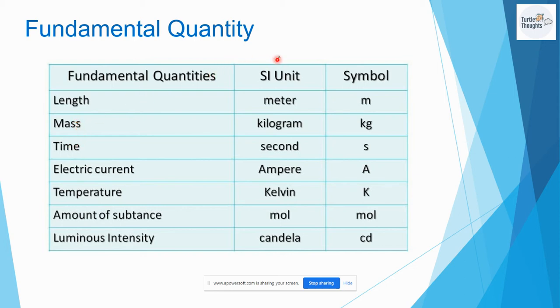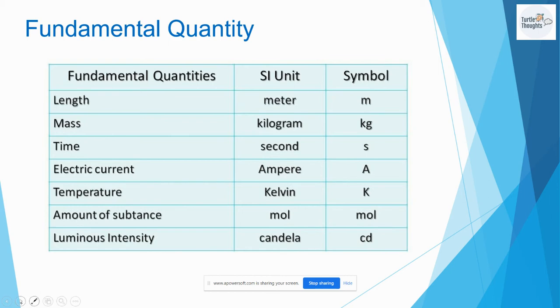Now, we have the SI unit for each of the fundamental quantities. For length, we have meter and the symbol is m. For mass, it is kilogram, the symbol is kg. For time, it is second, the symbol is s. For electric current, the SI unit is ampere, the symbol is A. For temperature, the SI unit is kelvin, the symbol is K. For amount of substance, the SI unit is mole, the symbol is also mol. For luminous intensity, the SI unit is candela and the symbol is cd.